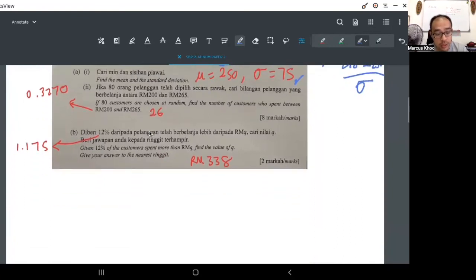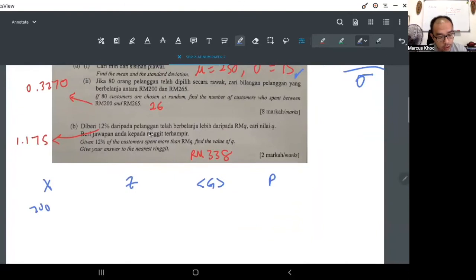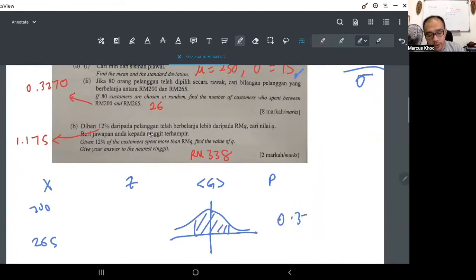Okay, so this one is the easy one. They give you the two values of x. So if you use the table, x, z, and then the graph, and then the probability. The x values will be 200 and 265. Convert it to z, you will get two values like this. Then you will get the probability of about 0.3270. You do all this work, transfer over here, then use the table, you will get 0.3270.